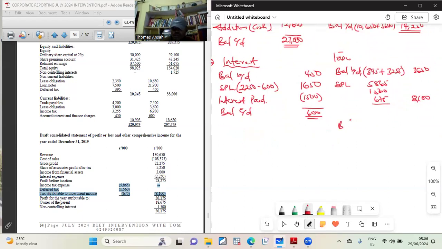So my balance carried down is how much? Balance carried down 450 plus 6,930. So 450 plus 6,930 gives me a total of 7,380. So what is tax paid? Tax paid will be 3,650 plus 8,100, which gives me 11,750 minus 7,380. That gives me a tax paid of 4,370. Is that right? So that is that 4,370.